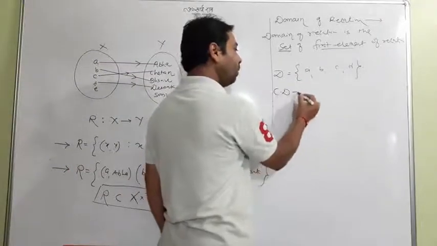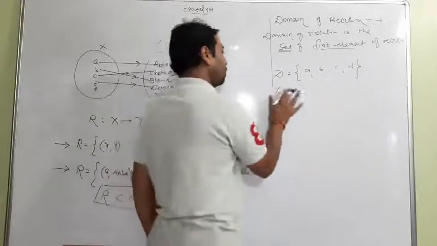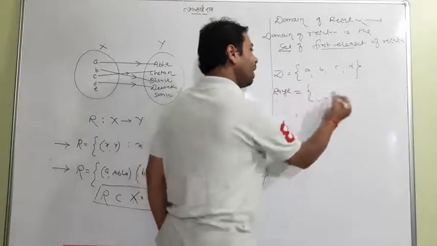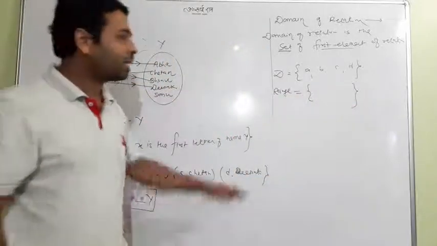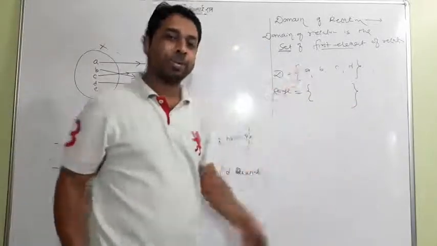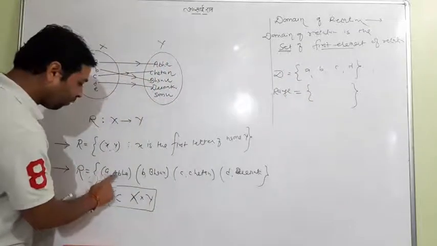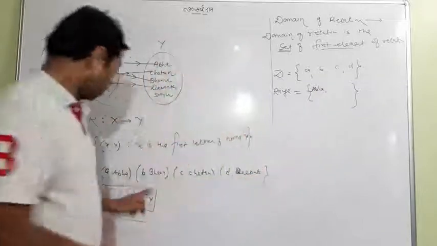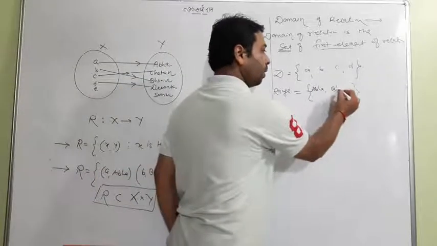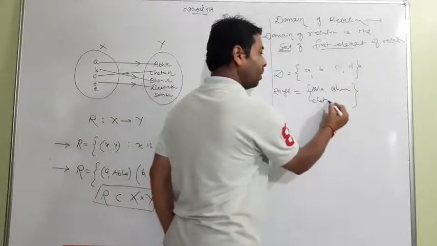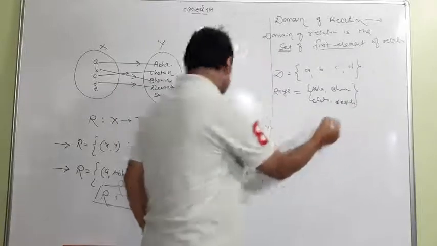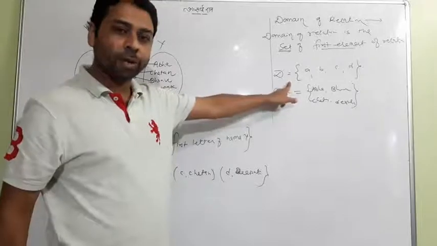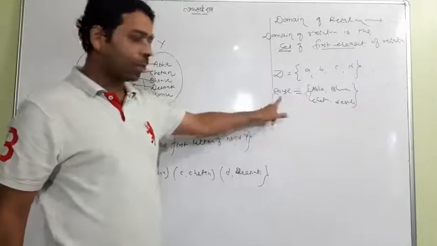Now codomain and range. First let me tell you the range. Range is again a set, the set of second elements. Second element means the image of A is Abha, so I will write Abha here. Then Bhanu here, then Chetan here, then Deepak here. So the second elements are your range. Keep in mind, the first element of the relation is the domain, and the second element of the relation is the range.